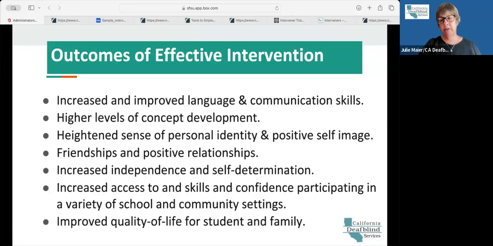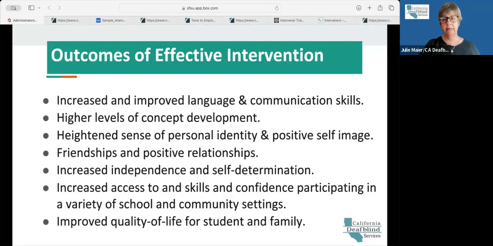There are many outcomes of intervention. I could list many more than this, but let's just look at these because these are important, and I think these would be something that you would value in your own school district or in your own county programs, seeing these outcomes for students. First, increased and improved language and communication. Higher levels of concept development. A heightened sense of personal identity and positive self-image. Friendships, positive relationships are promoted.